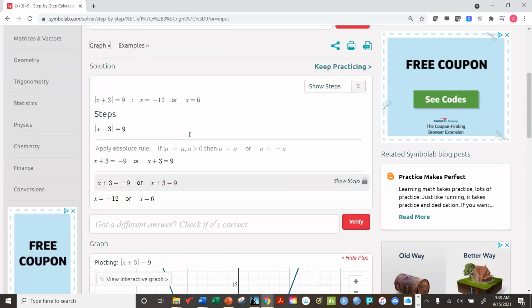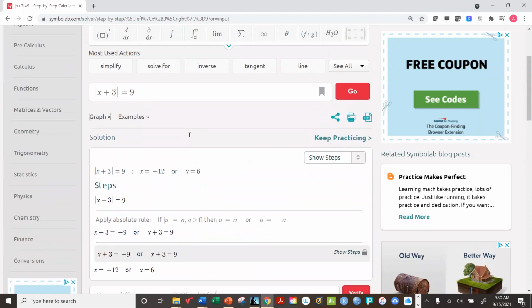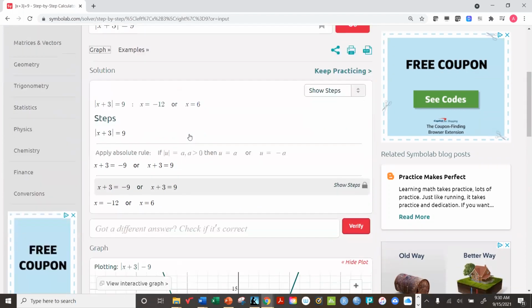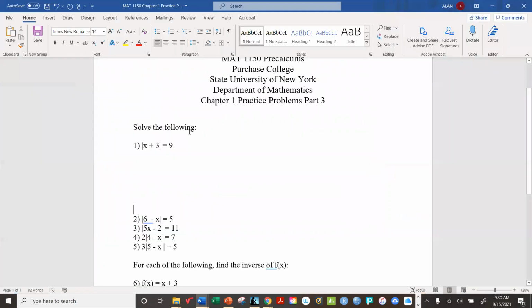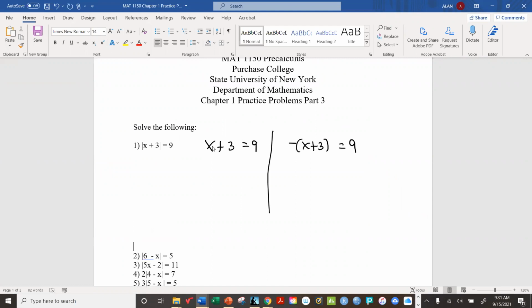Now here it appears that they have actually done this for us. But let me show you what they've done. Now, I don't know if I like doing it this way. Let me show you what I think is the best way to do this. So you've got 2 solutions. One of them is just the x plus 3.